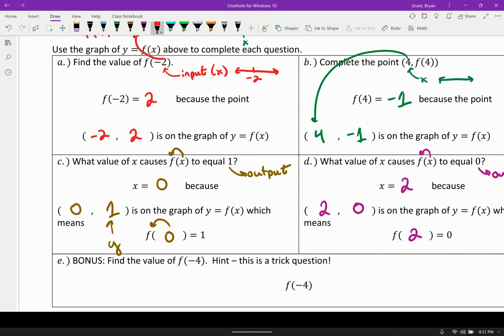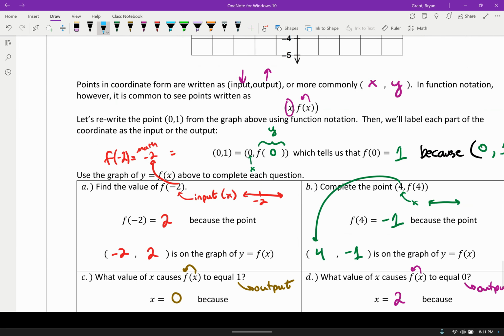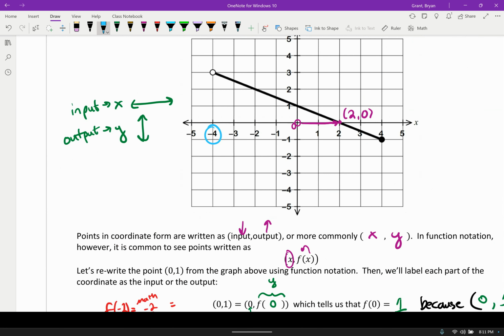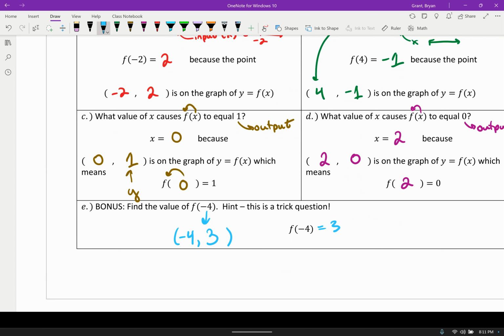Last but not least, let's find the value of f of negative 4. So f of negative 4 means we input or have an x of negative 4, and we're looking for the output. So same strategy as before. We go to negative 4. And then we say, what's the output? So I'm going to go up because the y-axis goes up and down, and then say, looks like the output is 3. This is the point -4, 3. So you'd say, I know this. -4, 3, so f of -4 is 3. But if you did this on a test, you would actually get that wrong. That's not the right answer.